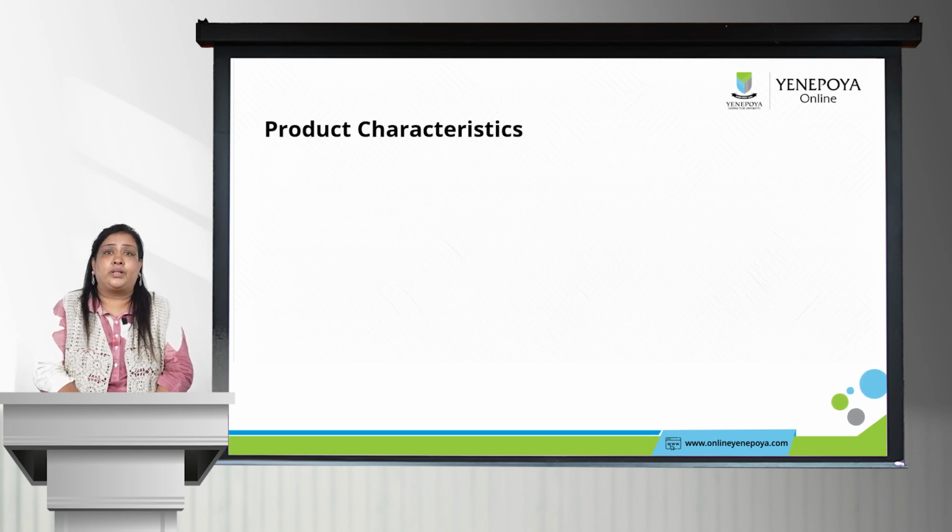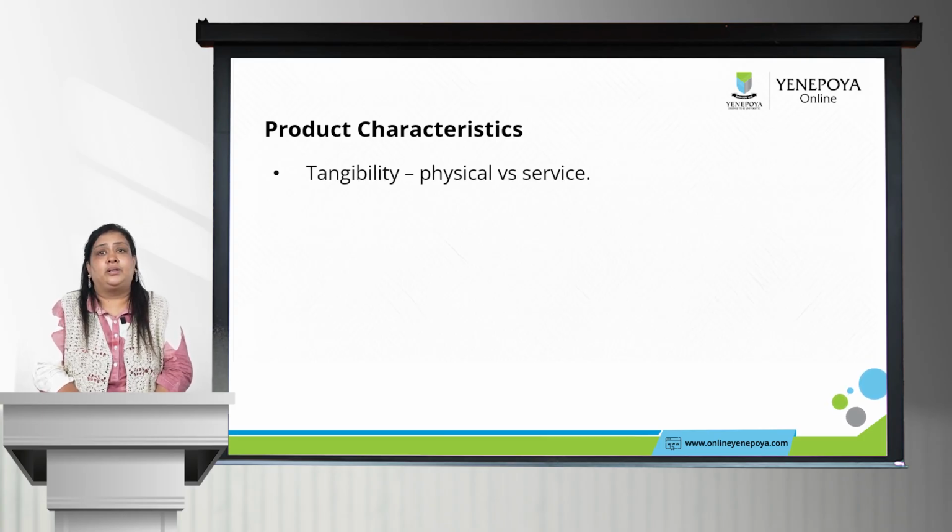The first one is product characteristics. A product is anything that can be offered to a market to satisfy a want or a need. The first key characteristic of a product is tangibility. Can you touch it? Physical products are tangible, like a chair or a phone. Services are intangible, like insurance or a haircut. For example, you can hold a bottle of Coke, but not the feeling of watching Netflix. That's a service.